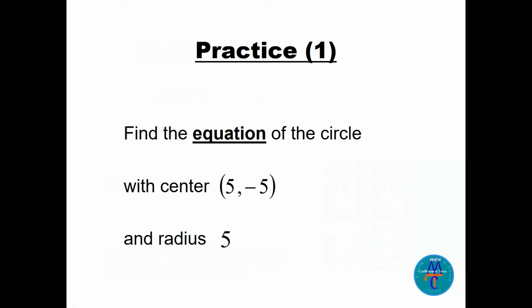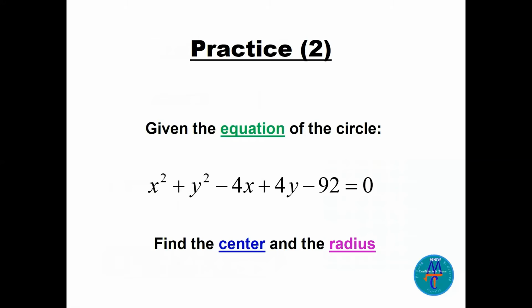Now, practice number 1. Find the equation of a circle, center 5, minus 5 and radius 5. Just take the numbers and see question number 1, then you can easily find the answer. Practice number 2, I gave you a little difficult, not difficult, but similar to the question number 2 that we did. You know the idea.